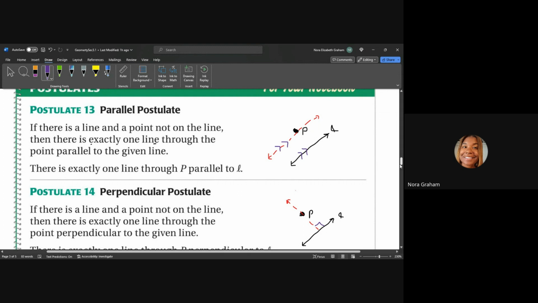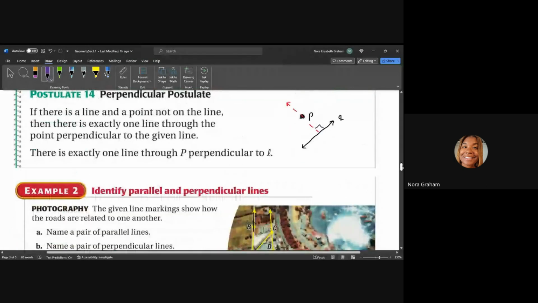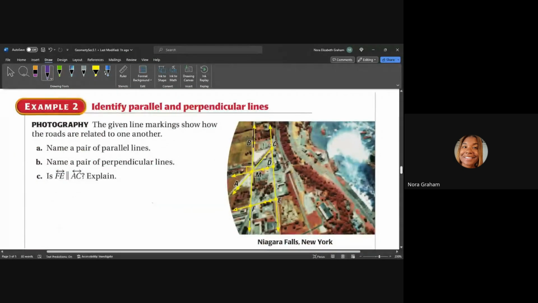Okay, so let's go on to the next section, an example of this. So example 2: what they want us to do is identify parallel and perpendicular lines. Photography. The given line markings show how the roads are related to one another. So let's start with A. And of course, we're looking at the image to our right. Name a pair of parallel lines.